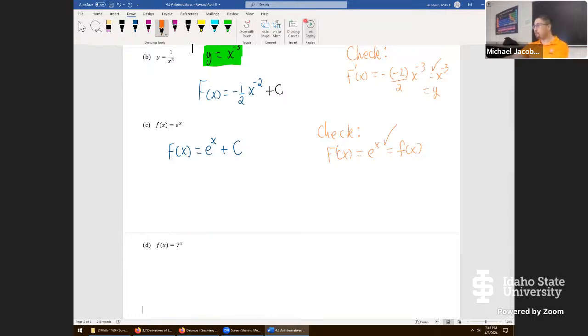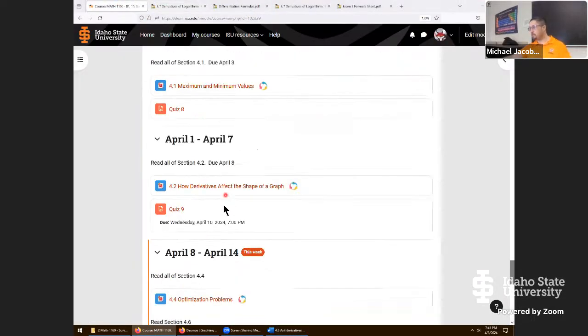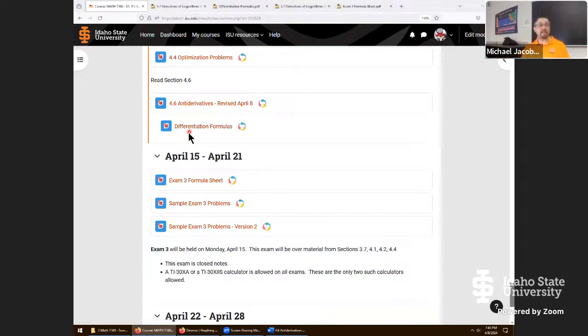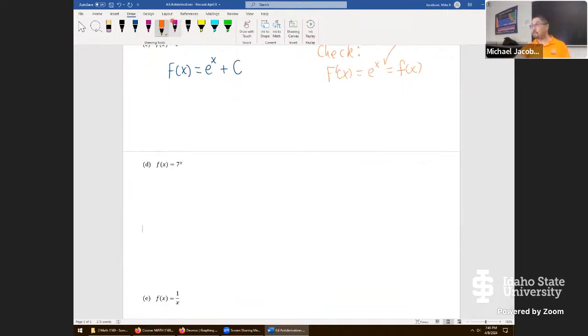If you need some motivation, you can go to section 3.7 and take a look at, here we are, the differentiation formulas to help us out. We have derivatives of any exponential function, any logarithm. So over here, if it's 7 to the power x, let's start by writing down the formula. So the derivative with respect to x of an exponential function to base b at power x equals b to the power of x times the natural logarithm of b. So that's our formula right there.